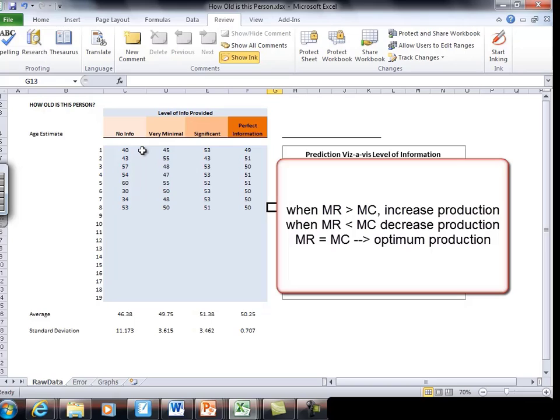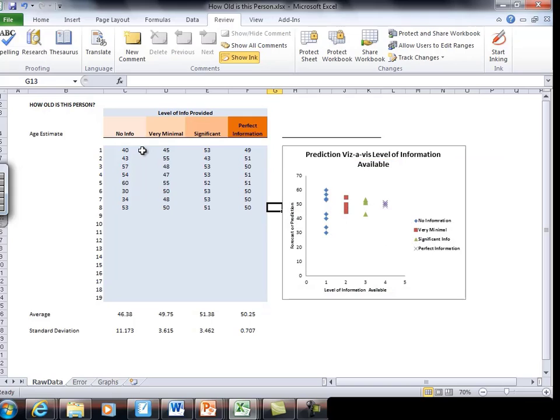How about if the marginal revenue is less than your marginal cost? If it costs more, what would you do as far as your production level? You will decrease that, right? You're producing too many. Your cost per unit is higher than your revenue per unit. So what is the optimum level? Marginal revenue is equal to your marginal cost. So that is tied to this concept too of when is enough, when is too much enough.